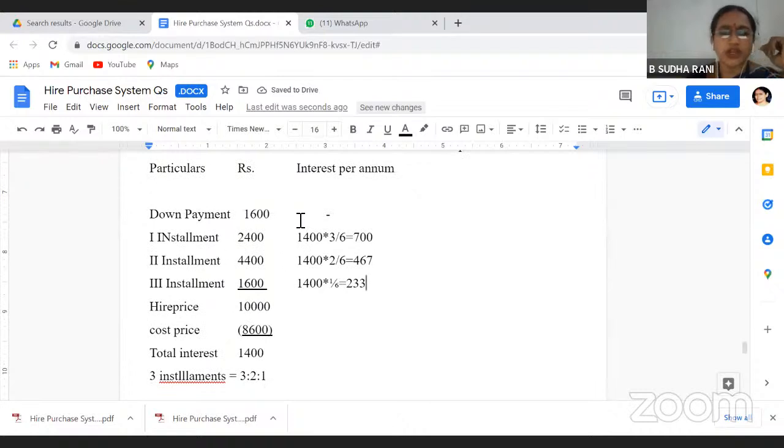Now the installment. You got the interest per annum. Now what are you supposed to find? The cost price per annum. How do you get the cost price per annum? Here, the total cost price, what is the amount? 8,600, right?